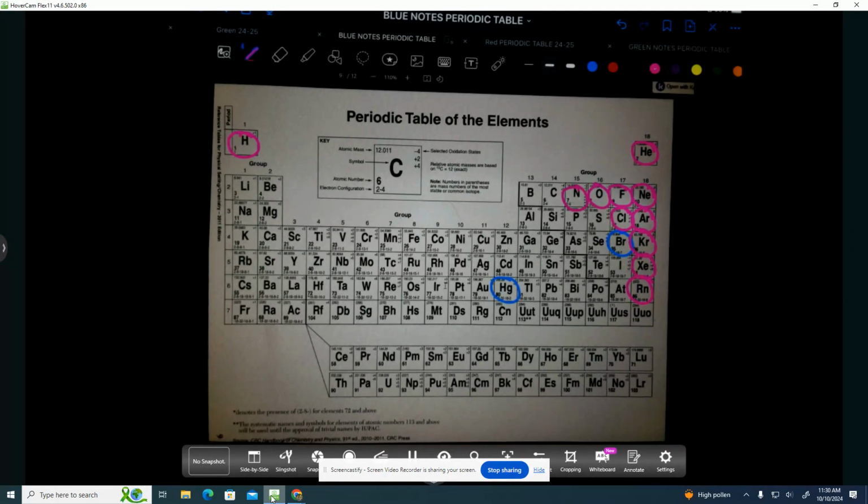Those are your gases. Everything else that I did not circle in a beautiful color, those are solids at STP. And STP stands for standard temperature and pressure.